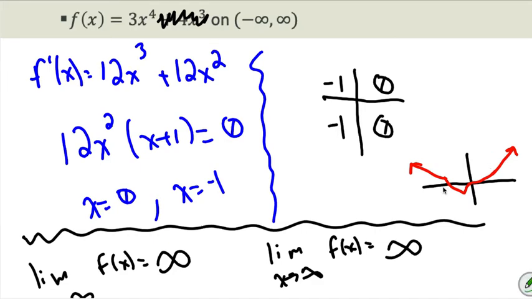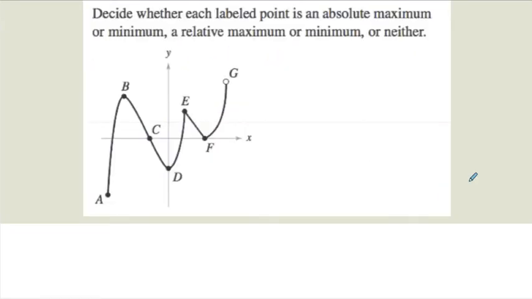So this right here, this value, is my absolute min. Okay, there is no absolute max because it goes up forever. This value here at 0, 0, it did flatten out to give us a 0, but it still continued up, so there is no absolute max in this case. Okay? All right, let's keep going.